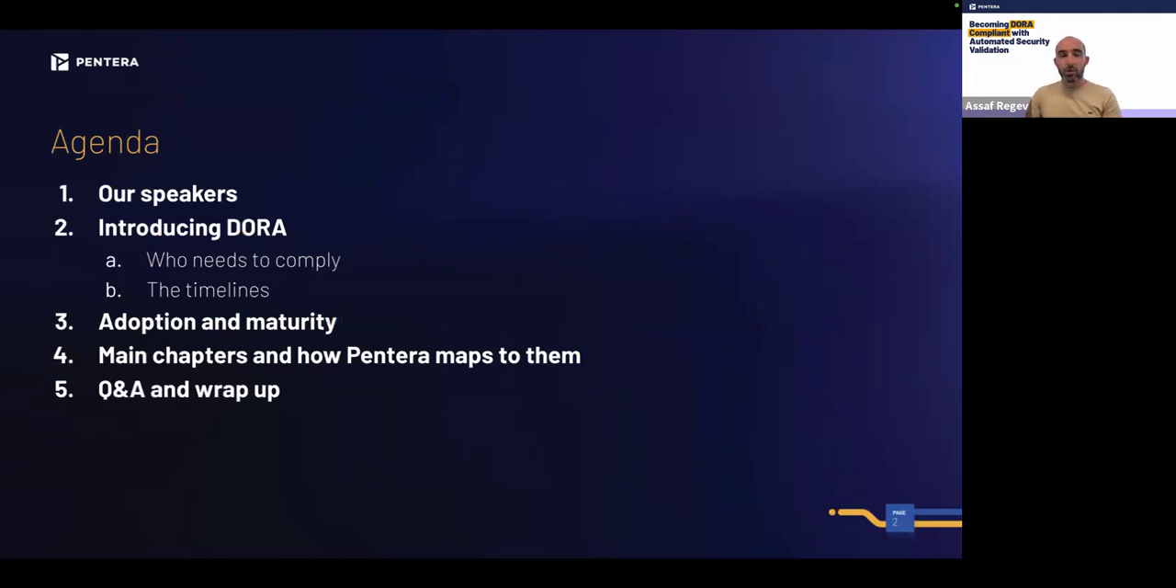As I mentioned, we're going to start off by introducing my co-host with me here, Matteo. We will be discussing what DORA is, speaking of who needs to comply, speak of the timelines and get a better understanding of what it entails. Matteo is going to take us through a very interesting maturity or adoption model, and see some real information on how things are happening across Europe and Europe-wide. Speak of the chapters and how obviously Pentera can help to map those.